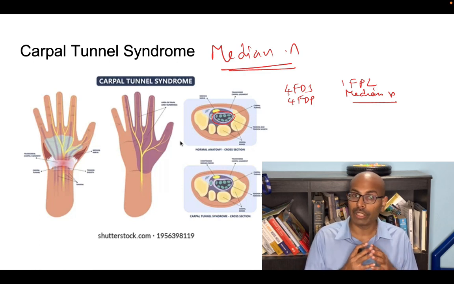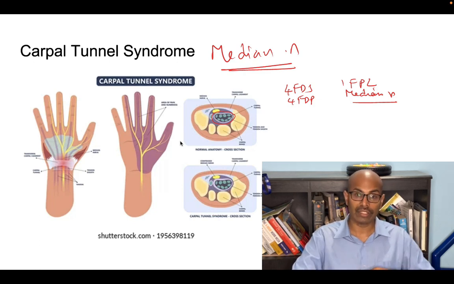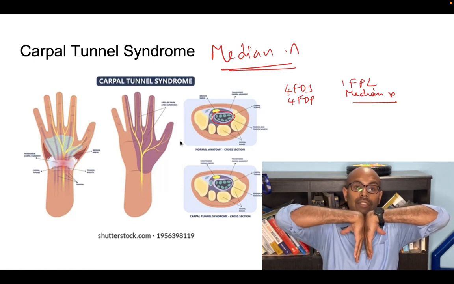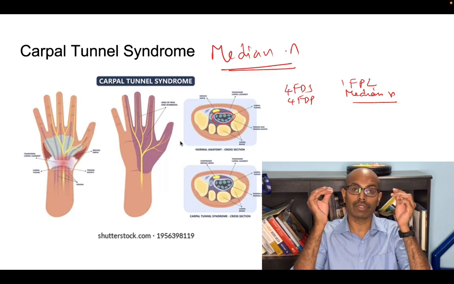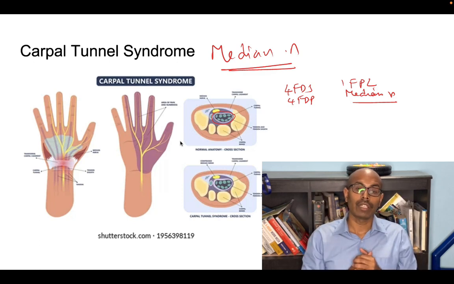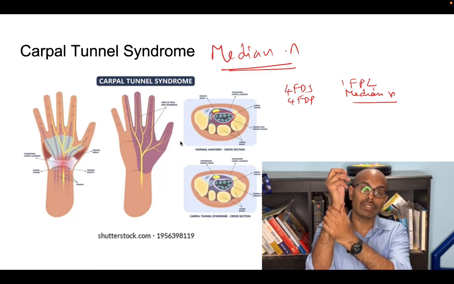What are the tests that you can do? You can do what is called a Phalen's test, where you keep your wrist in dorsiflexion for about 60 seconds. It will reproduce the symptoms of carpal tunnel syndrome. You can also do a Durkan's test, where you compress the wrist with the help of the examiner's thumb, and you can reproduce the symptoms.